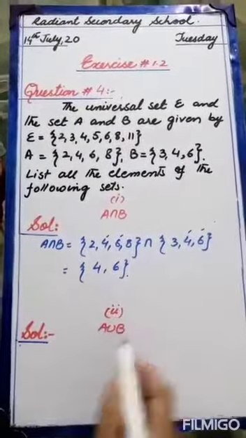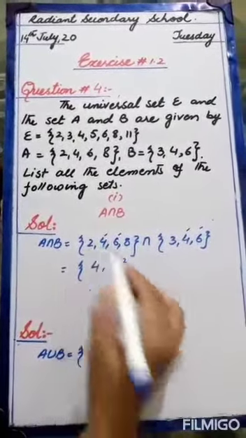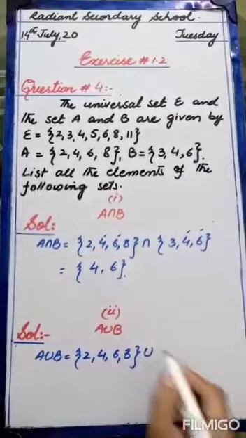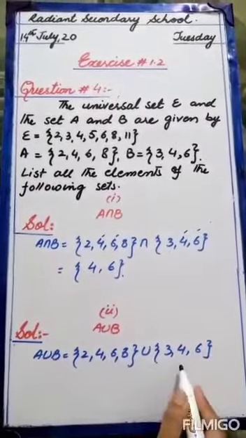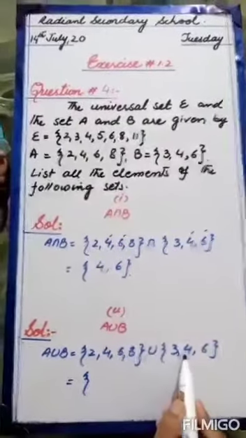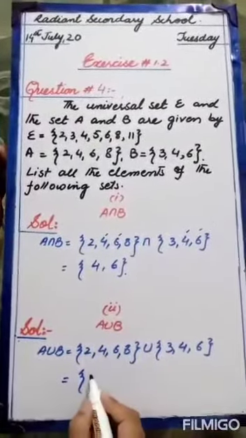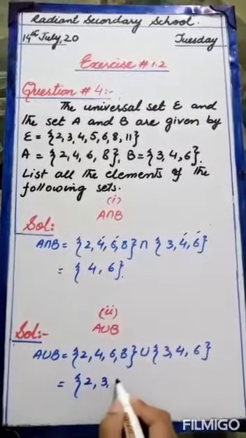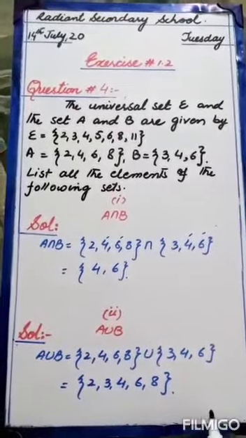Okay, now in A union B, again we have to find A union B with the same steps. We will write the same elements 2, 4, 6 and 8, union symbol, and set B 3, 4 and 6. Now union means to combine all the elements without repeating any element. You can see 4 is coming in both the sets, but I will not repeat this element. You have to write it just one time. Okay, I will now write all the elements of both sets: 2, 3, 4, 6 and 8. This is the A union B set.